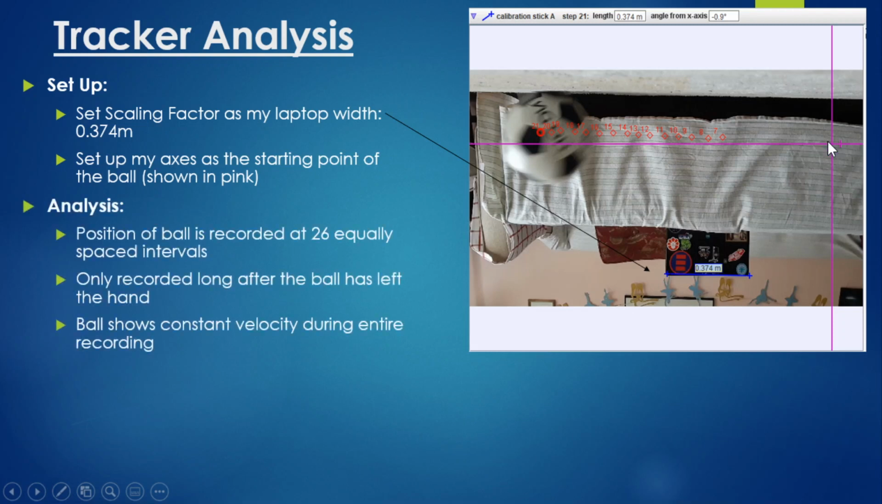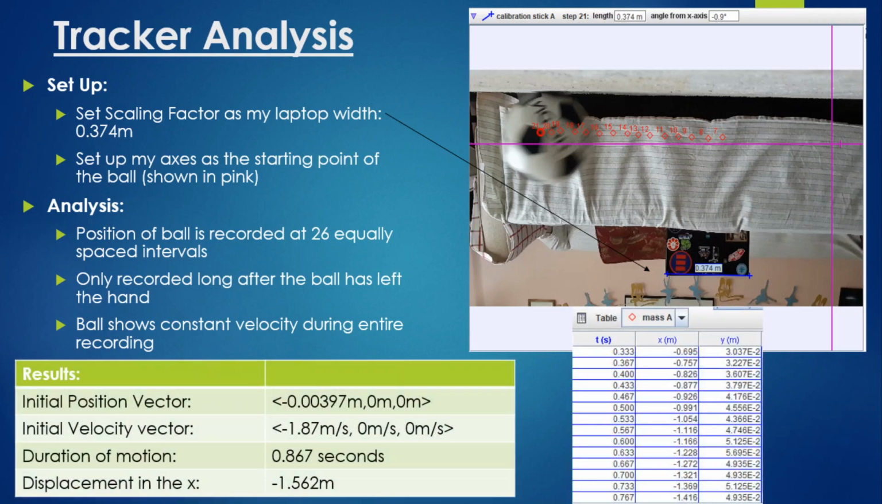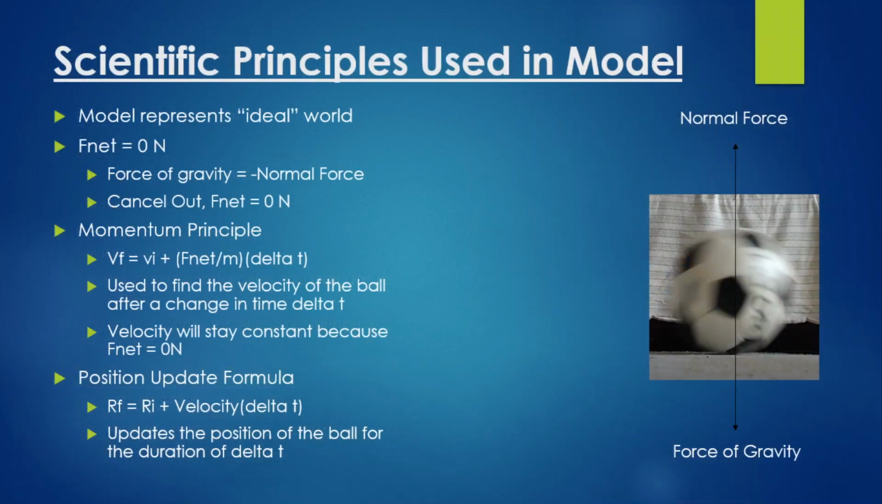I then analyzed the position of the ball at 26 equally spaced time intervals and only recorded long after the ball has left my hand, so it's moving at an actual constant velocity. And the ball showed constant velocity during the entire recording. Here are the results. As you can see here, the most important are that my initial velocity is negative 1.87 meters per second in the x direction, the duration of motion is 0.867 seconds, and it's displaced negative 1.562 meters in the x direction.